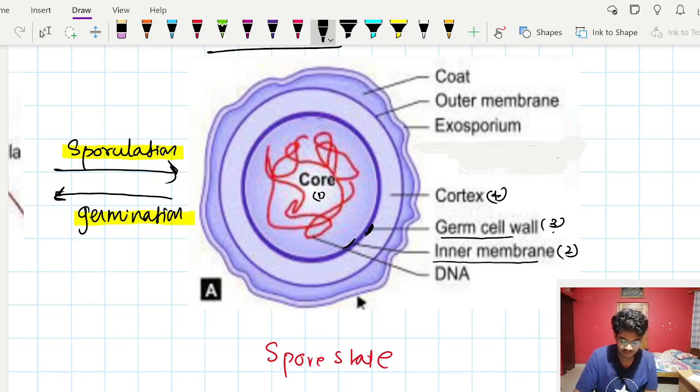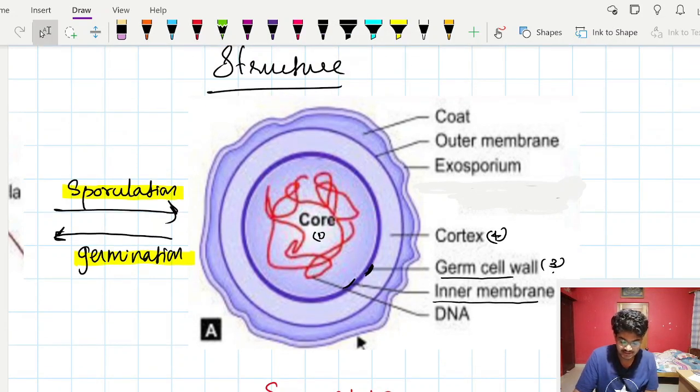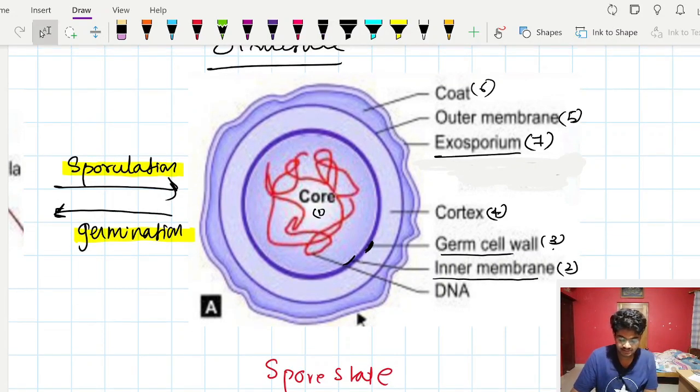Then there is the cortex. This one is the fourth. Then there is the outer membrane. Above the cortex there is the outer membrane, then above that there is the coat, and above all the last layer is the exosporium. So it is easy: core, cortex, coat. In between core and cortex there is the inner membrane and germ cell wall. In between cortex and coat there is the outer membrane, and above all there is the exosporium.